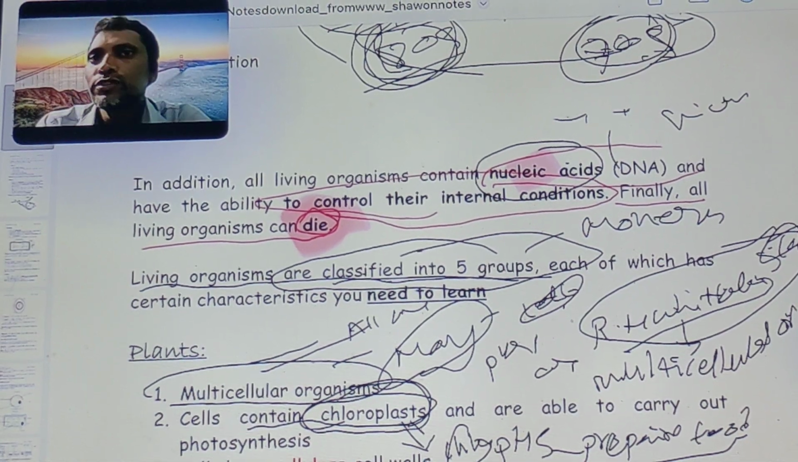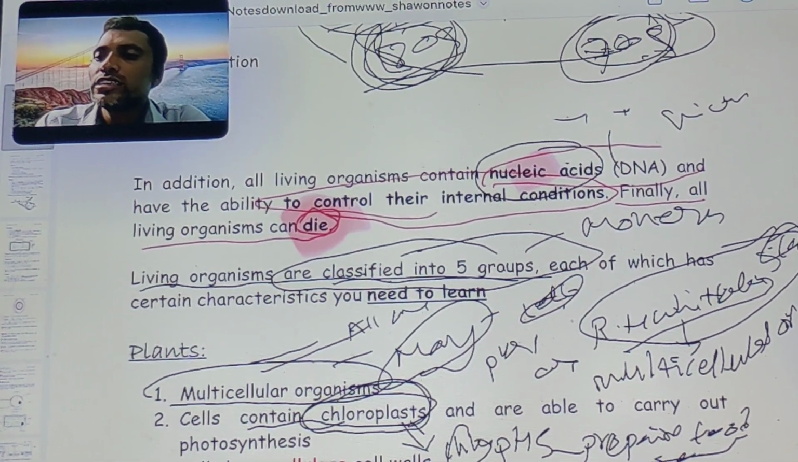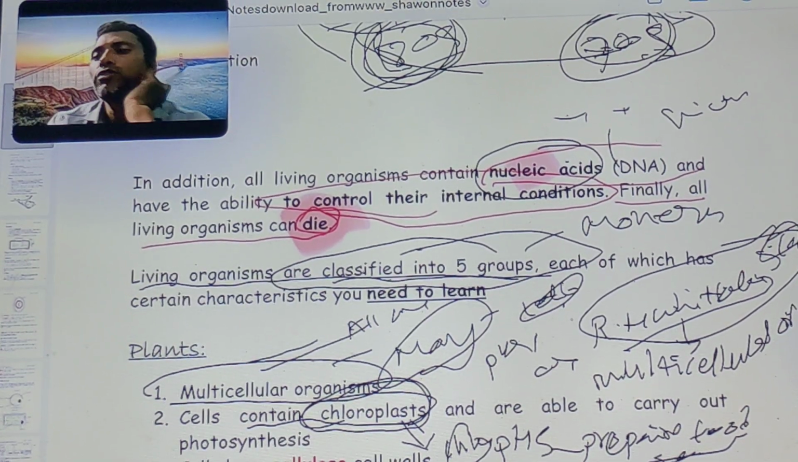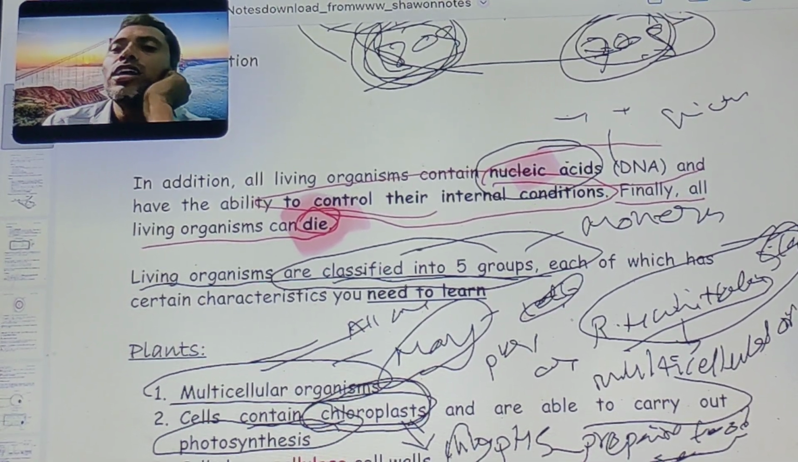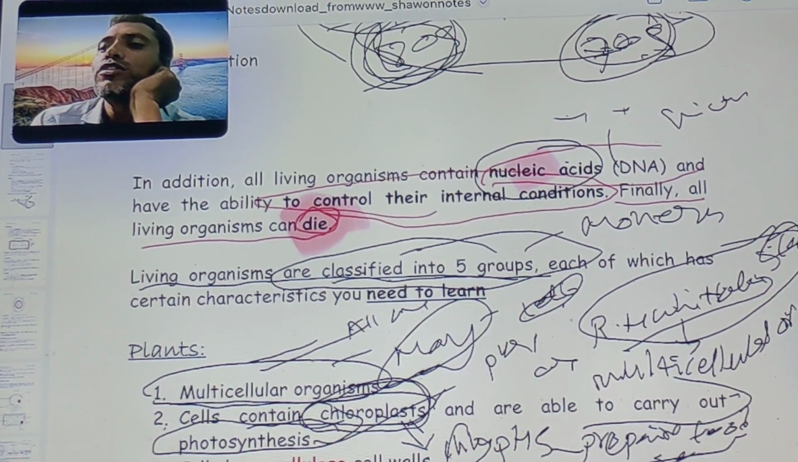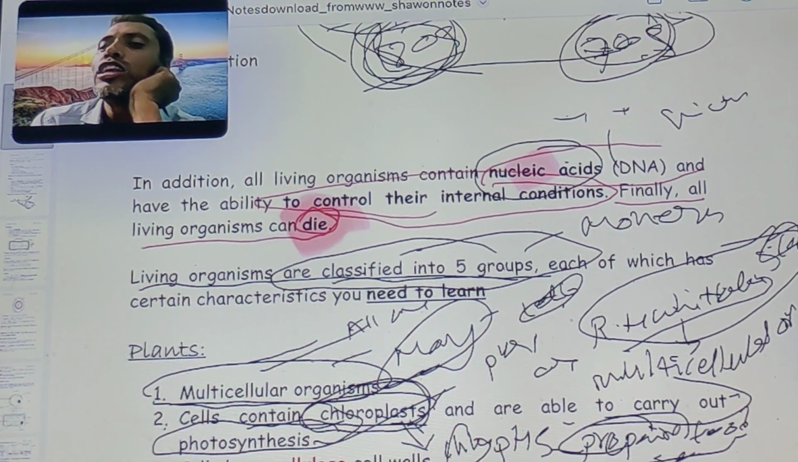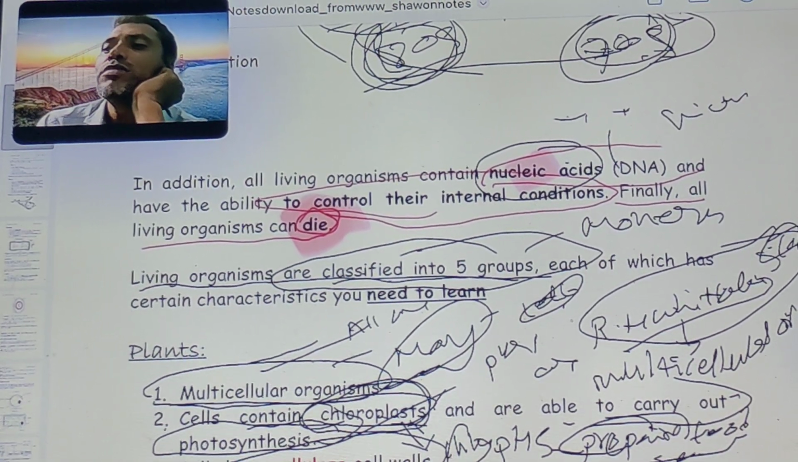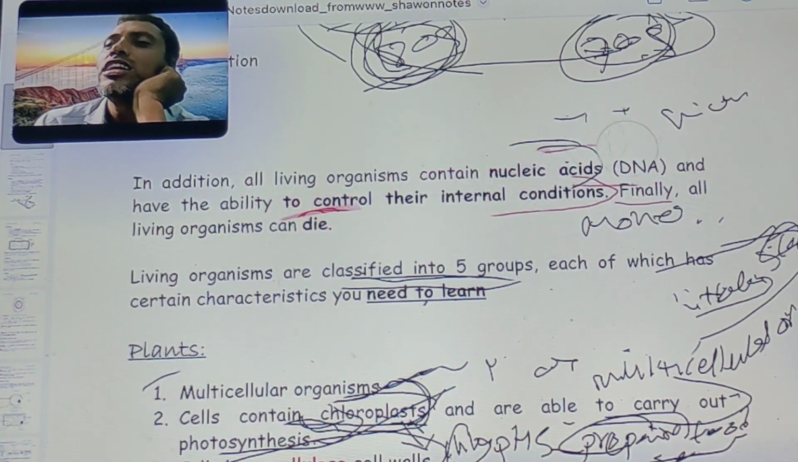They prepare food using sunlight and chlorophyll, carrying out photosynthesis. The first characteristic is that they are multicellular organisms. The second is that they contain chloroplasts and are able to carry out photosynthesis. Chloroplast means chlorophyll pigment is present. The cell has a cellulosic cell wall. This is the main important point.